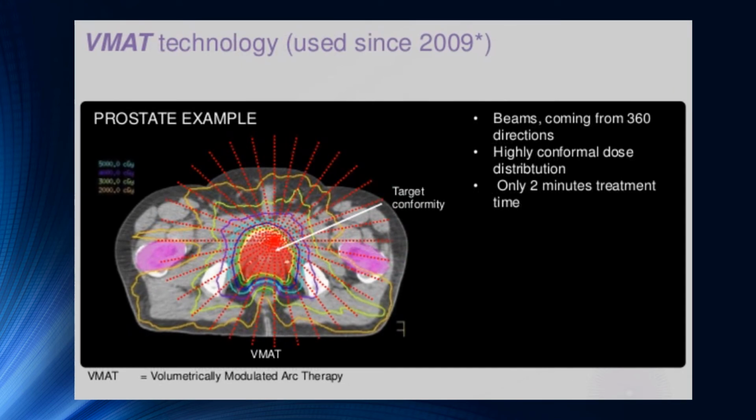Finally, we have the prostate example done using the VMAT technology. Over here we have beams coming from 360 directions. The target is highly conformal, and so there is highly conformal dose distribution and a sparing of the surrounding organs, and the treatment time only takes 2 minutes.